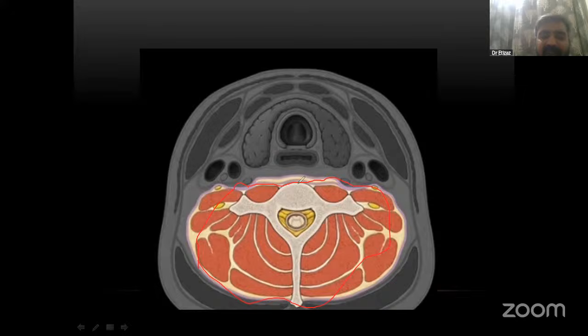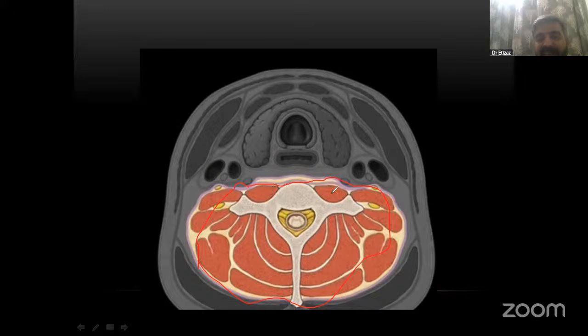When we see the prevertebral muscles, the anterior, our target is the body of this vertebra. In ACDF, our target is this area. This area we will target. In the body, we will place the screw here, and this is the area where the nerve roots come.